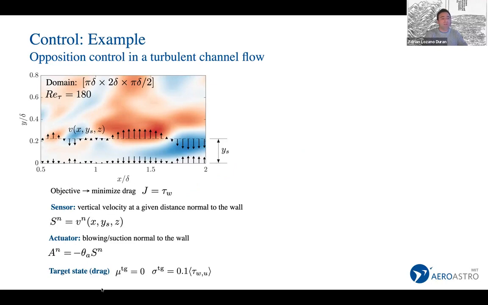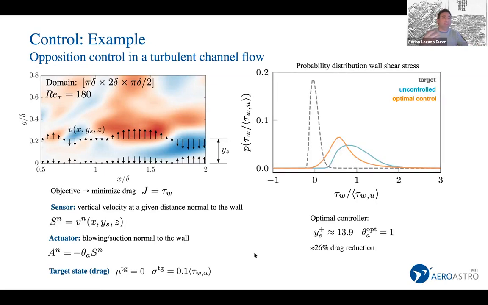And the target state that I would ideally like to have is 0 drag. I don't want to have drag and very, very low fluctuations of the drag. This is not arbitrary, this is what I would like to have. So we apply just the minimization that I showed before, and this is what you get.